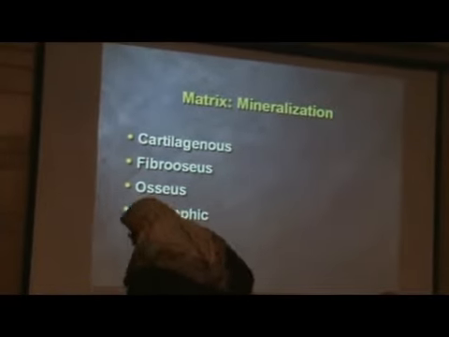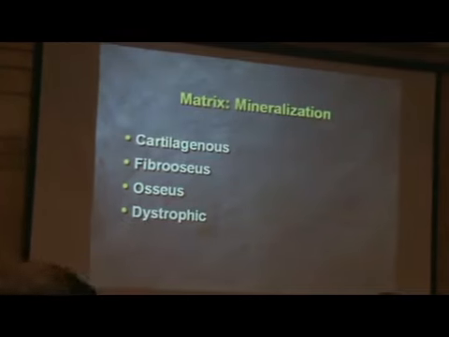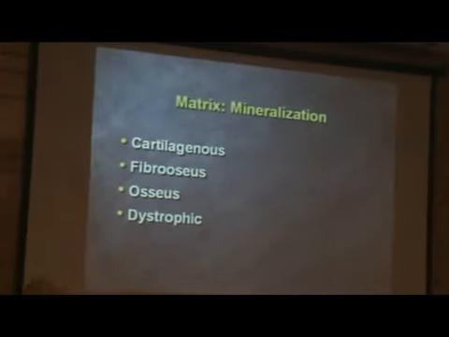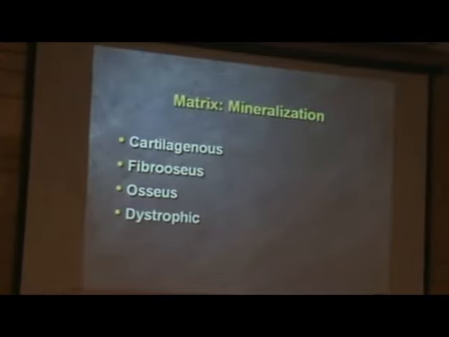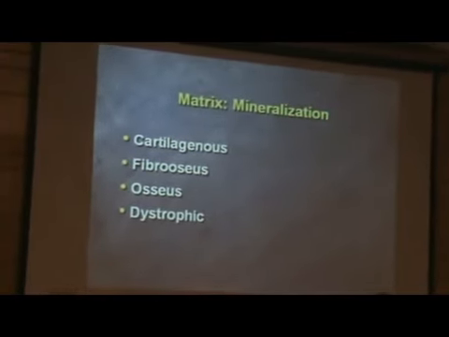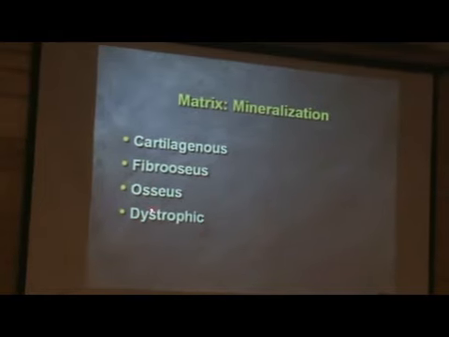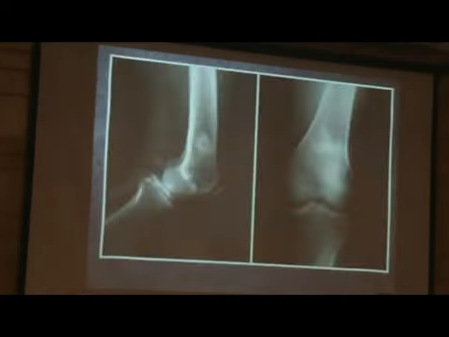Next on the list is the matrix mineralization. When we look at a radiograph and we see a lesion, we look to see whether there is any matrix within the lesion. The matrix can be cartilaginous, fibroosseous, osseous, or dystrophic in some cases. Here's a typical example of a cartilaginous rings and arcs type matrix, quite typical of an enchondroma, which is an incidental finding on this knee radiograph.